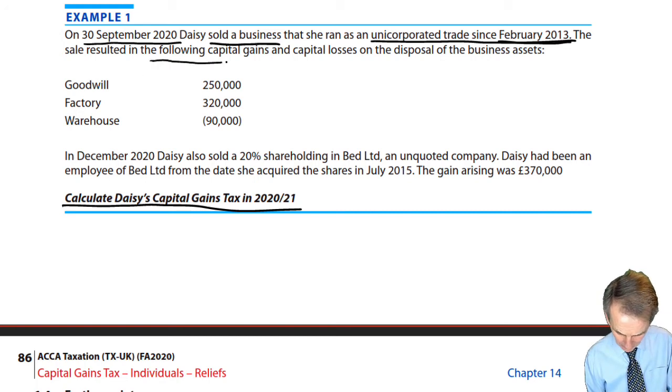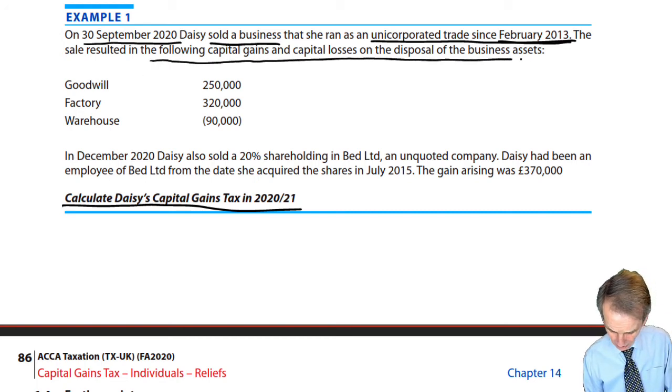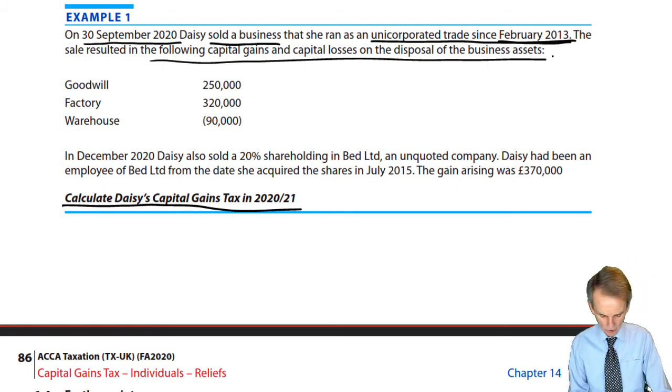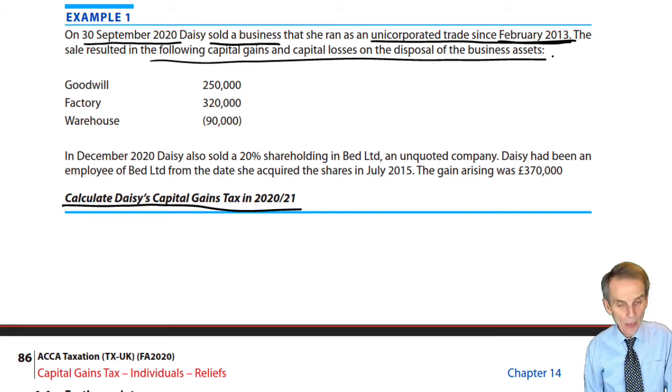The sale resulted in the following gains and losses on the disposal of the business assets. So it's a qualifying business we've owned for 2 years. We've got a disposal of the business, not just an asset that we happen to use within it. And the typical business assets that you see for the unincorporated trade, where gains will arise, are goodwill and business property. Here it's a factory. But what we've also done is to stick a warehouse in there.